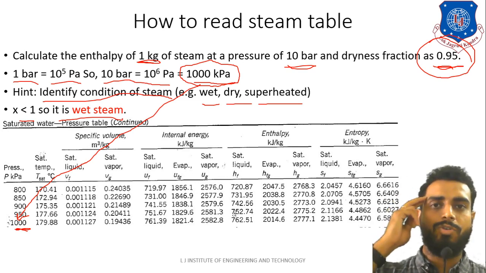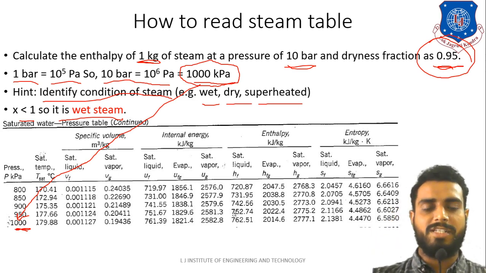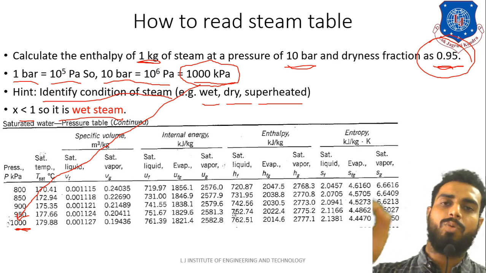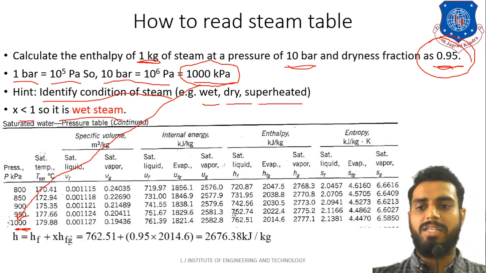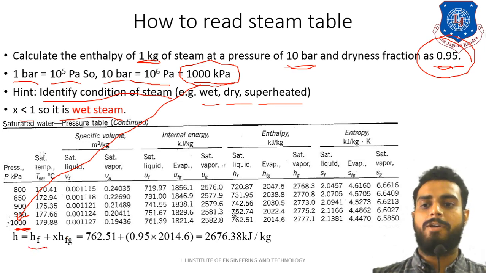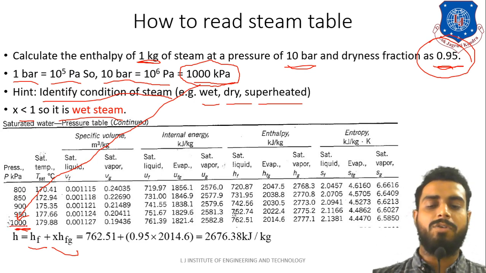So now I should recall the equation of wet steam enthalpy. What is the equation of the enthalpy of the wet steam? Simple, h is equal to hf plus x hfg, right? You can see here h is equal to hf plus x hfg. In this equation, hf is nothing but, at the given pressure, that is 1000 kilopascal, the value of hf.